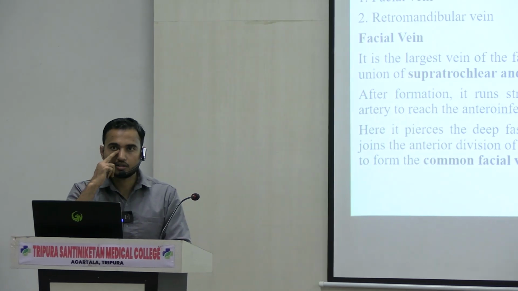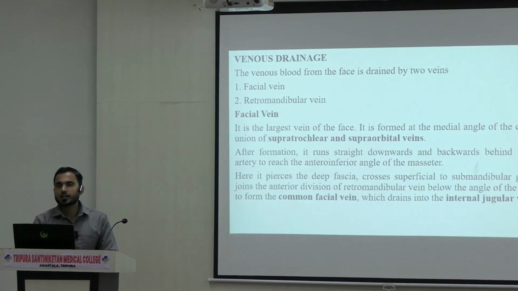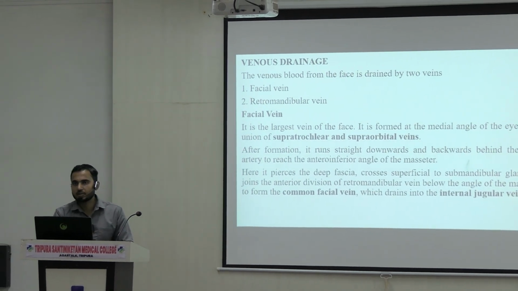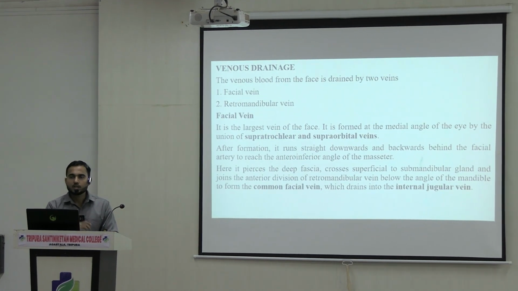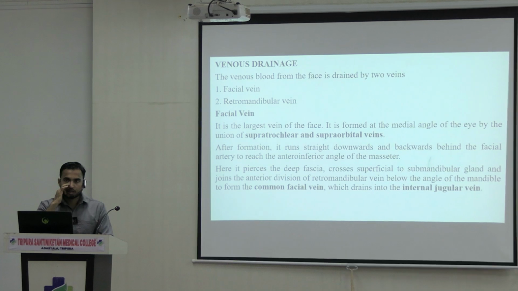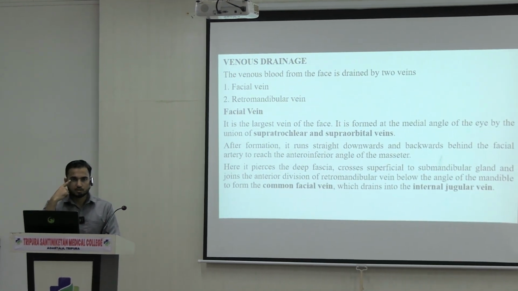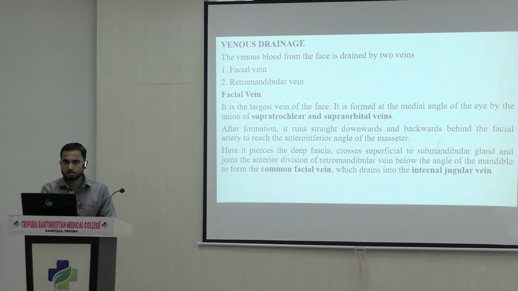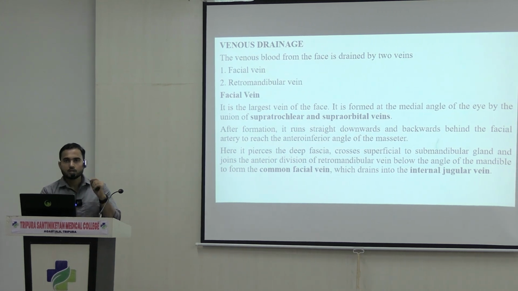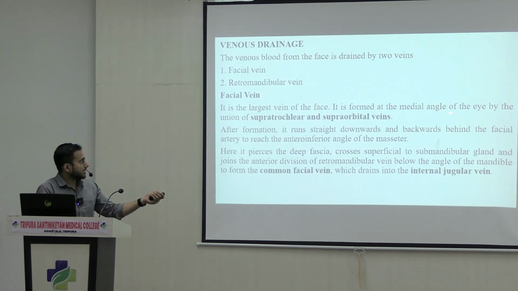Which is the medial angle? This is the medial angle of the eye. I hope you have seen the skull. In the previous class I showed you the cutaneous landmarks of the skull and the face. Two angles are there: this is the medial angle and this is the lateral angle, also called the medial canthus and lateral canthus. There are some important structures there, and we will discuss those too. So where is the facial vein formed? It is formed at the medial angle of the eye.